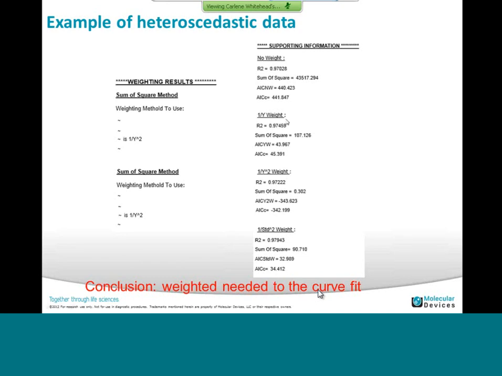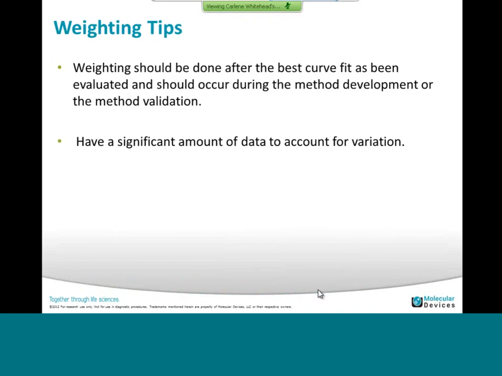This is confirmed with the supporting information section, which will show you that the R square, the sum of square, and the AIC are giving you the lowest value when the weighting factor is 1 divided by the response square. So now we have defined how to define the best curve fit and the best weighting factor. We will give you some tips. The tips should be best evaluated when you do method development or method validation, and you should do it with a significant amount of data in order to account for the variation.